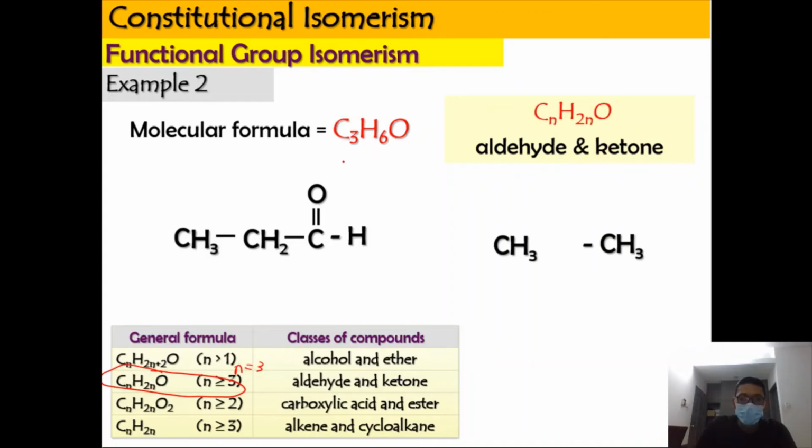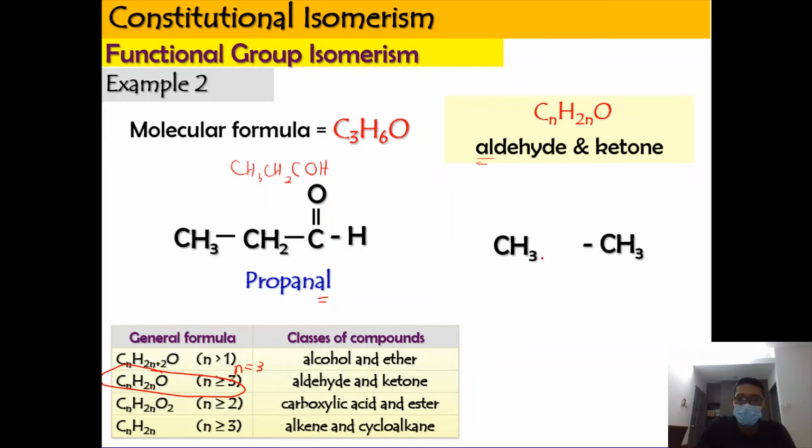So for aldehyde, you're going to have a formula of CH3, CH2, CHO. So it's going to be like this. So this is called propanal. Okay, because al here refers to aldehyde.